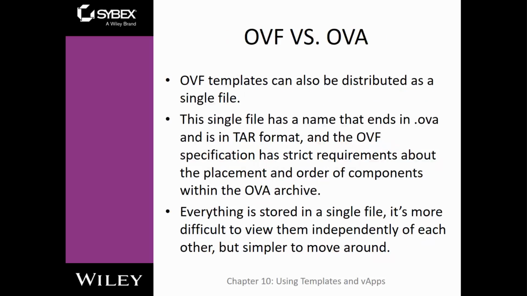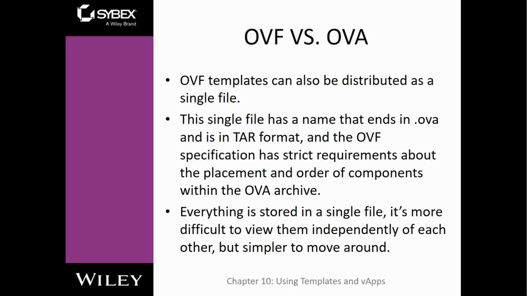OVF versus OVA. OVF is a template that can be distributed as a single file. It's a compressed format. The OVF specification has strict requirements about placement and order within an OVA archive. Everything is stored in a single file, and it's much more difficult to view them independently of each other, but it makes it a little bit easier to move around. How does that tell us anything about an OVA, though?